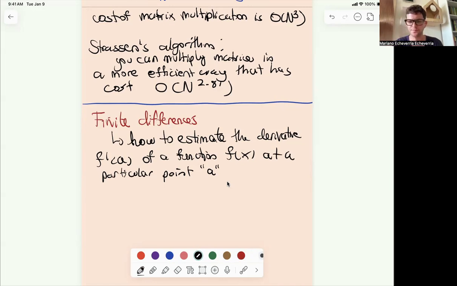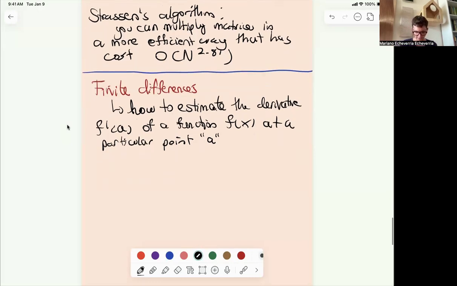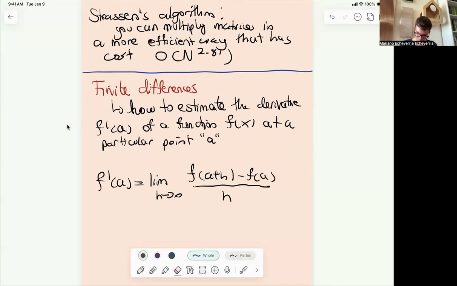First, you could just start with the definition of the derivative. If you remember, the limit definition of the derivative at a point: what was f prime of a? f prime of a is f of a plus h minus f of a, divided by h. So that's the limit definition of the derivative.